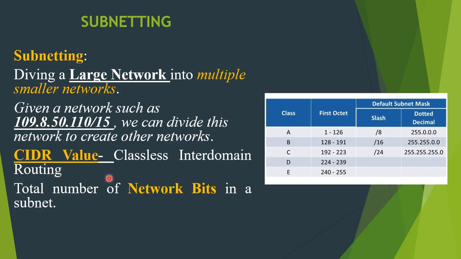Something to take note of also is what we call the CIDR value, which is classless inter-domain routing. This is basically the total number of network bits in a given subnet. For example, if you have /8, it means you have 8 network bits in that given network. If you have /16, you have 16 network bits, which means 16 bits turned on or having ones in that given network.